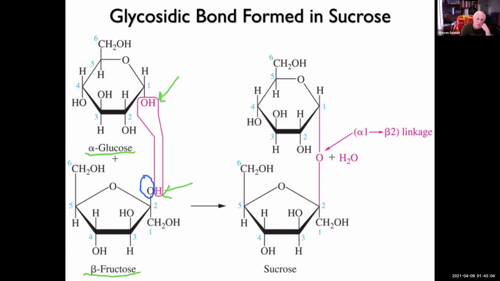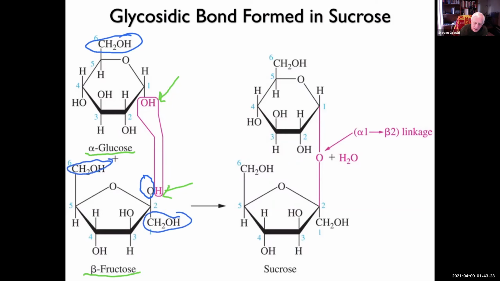Now it's going to form. Remember, fructose is a ketose. It's a ketone sugar. It doesn't have an aldehyde on top. Glucose was an aldose, so it had a 1 CH2OH group. Fructose has 2, because there's a ketone on top.